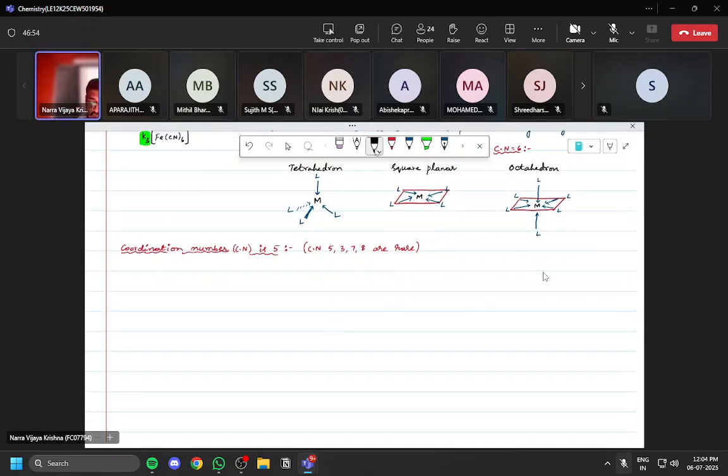So if I am taking coordination number 5, the possible geometries are trigonal bipyramidal, and one more is also there: square pyramidal.